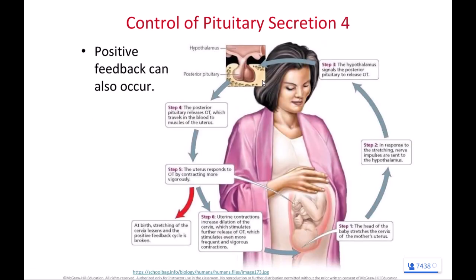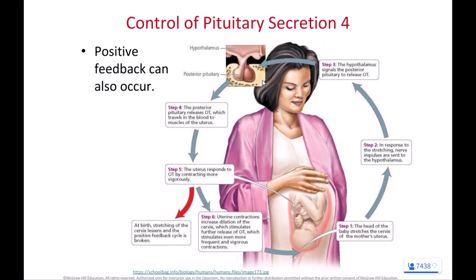Let's talk about giving birth. This is a classic positive feedback loop. There's not many positive feedback loops in the body. Giving birth and oxytocin and uterine contractions is kind of overplayed, but it's easier to understand, which is why it's the classic positive feedback loop.